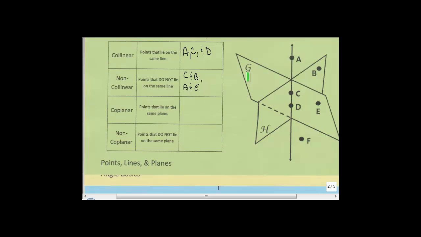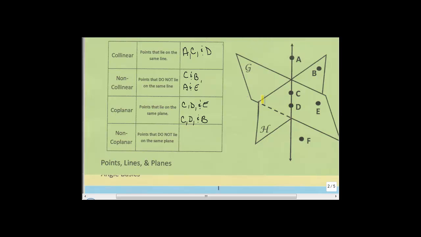Coplanar means points that lie on the same plane. So if we're talking about plane G, and there are always 3 points with planes, our coplanar points are C, D, and E. There is also another plane, which is H, and our coplanar points with H are C, D, and B. So those are your only 2 possible answers as far as coplanar points.